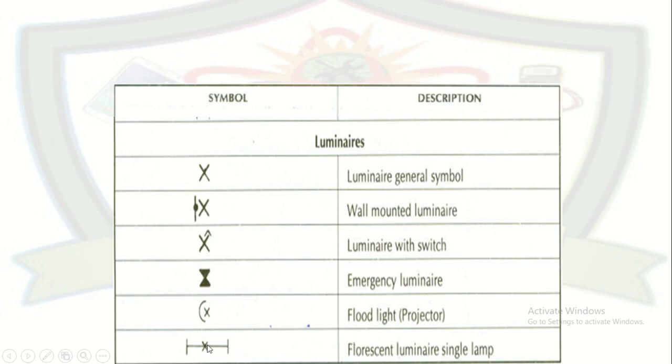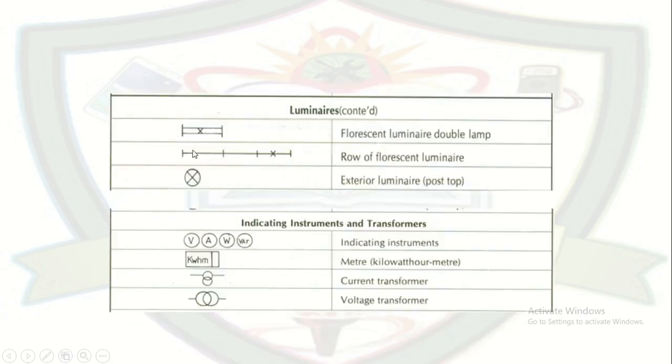This is for the fluorescent. This is the fluorescent luminary double lamp here. This one is row fluorescent luminary. This one is exterior luminary, post top.